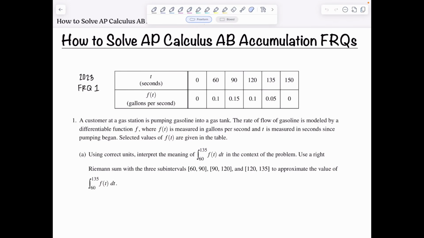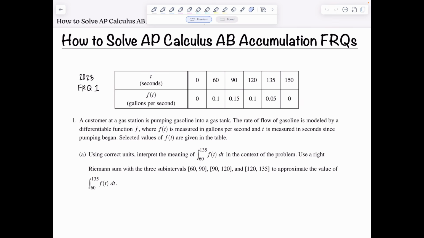Today we're going to practice two real AP Calculus AB free response questions on accumulation of a rate. These are the kinds of problems where you're given a rate, maybe from a table or a function, and you have to use an integral to find out how much has accumulated over time. These questions show up almost every year on the AP exam, so if you know how to set them up correctly, you can pick up a lot of points.